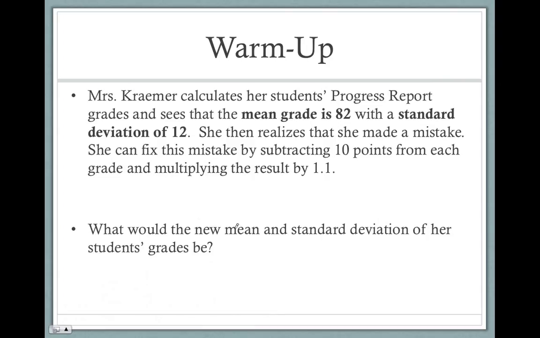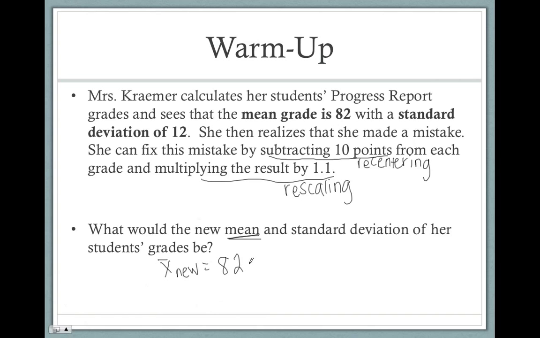Okay, so you learned in the video that the mean is affected by both recentering and rescaling. Subtracting 10 points would be classified as recentering, because every grade is just being subtracted by 10. And then multiplying by 1.1, that would be classified as rescaling. So to get the new mean, we're going to take the old mean, which is 82, subtract 10, and then multiply that result by 1.1.